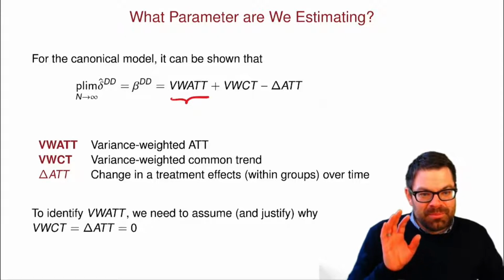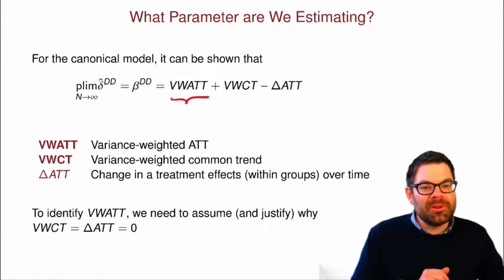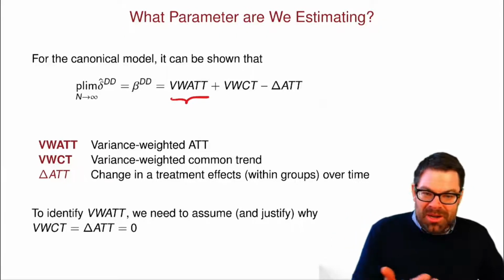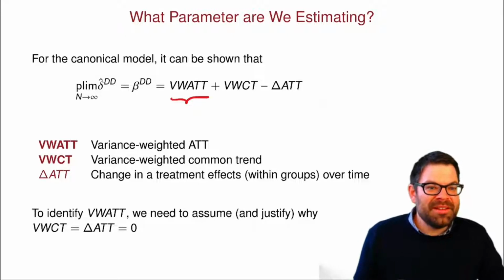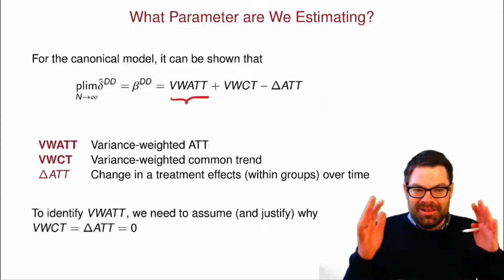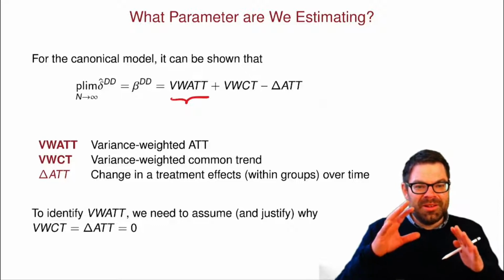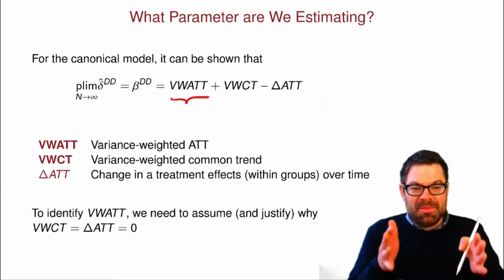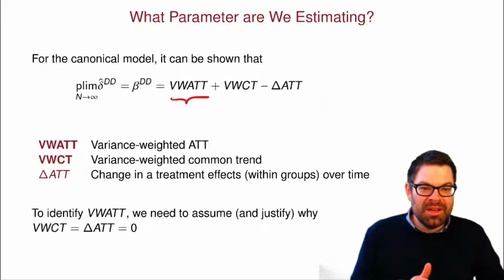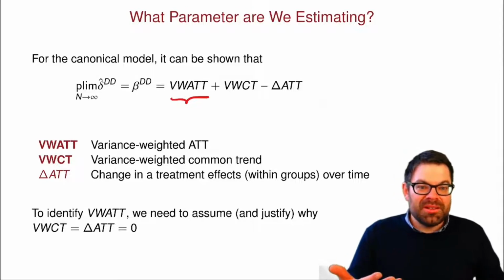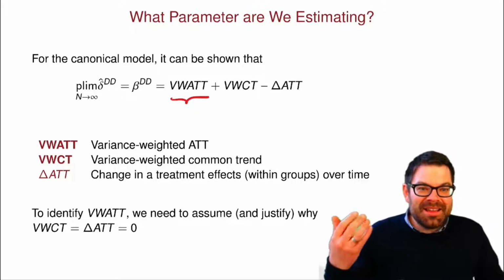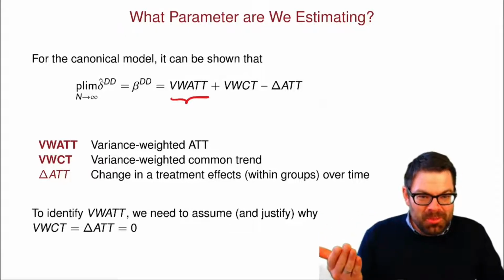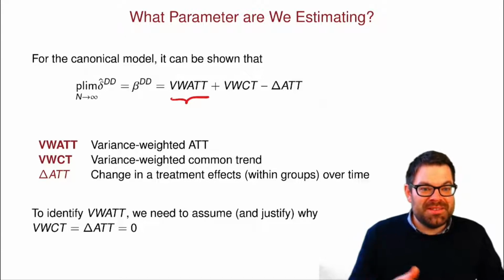And that is not a very interesting policy parameter, I would argue, because again, those units that choose the treatment very early or choose it very late get a very low weight in this. And the weights also depend on the gaps between how much time passes between the treatment of two groups that eventually get treated and so on. So in other words, we can get a weird average treatment effect on the treated that is not very policy relevant in the best of cases.